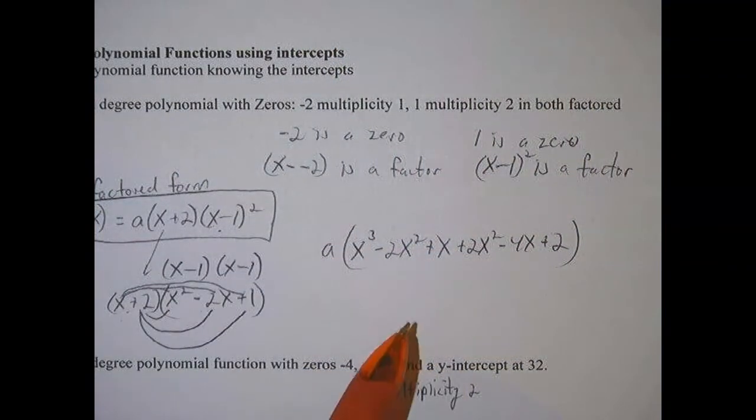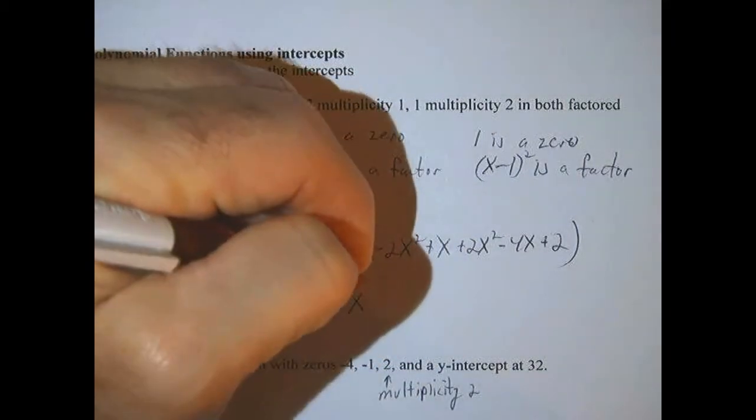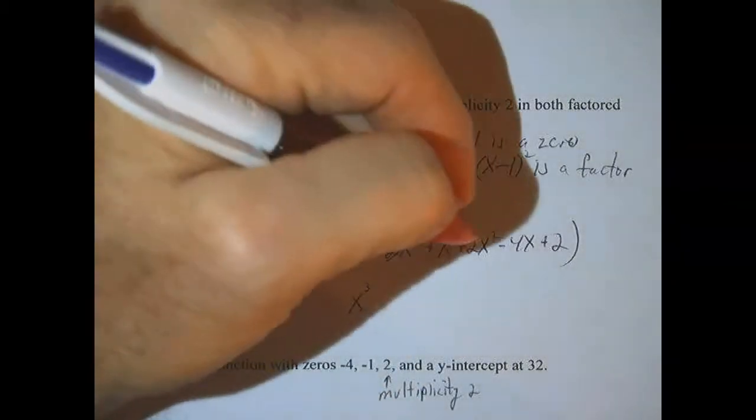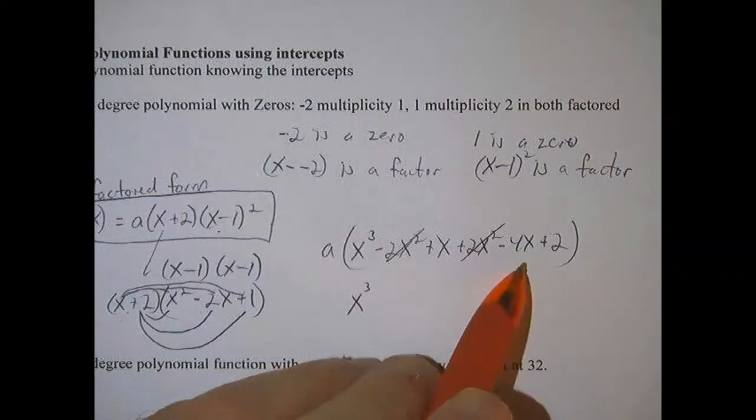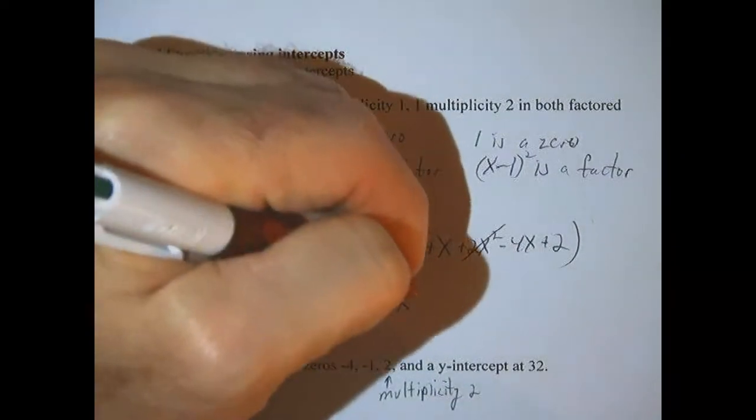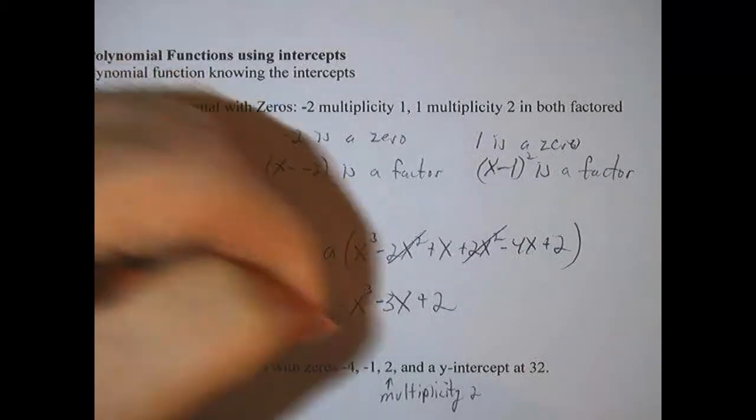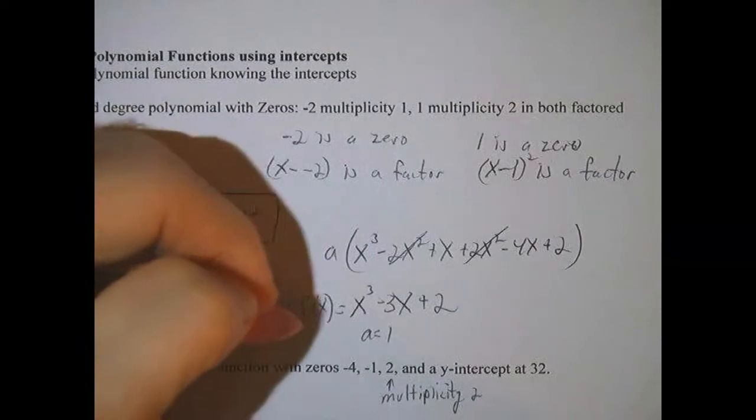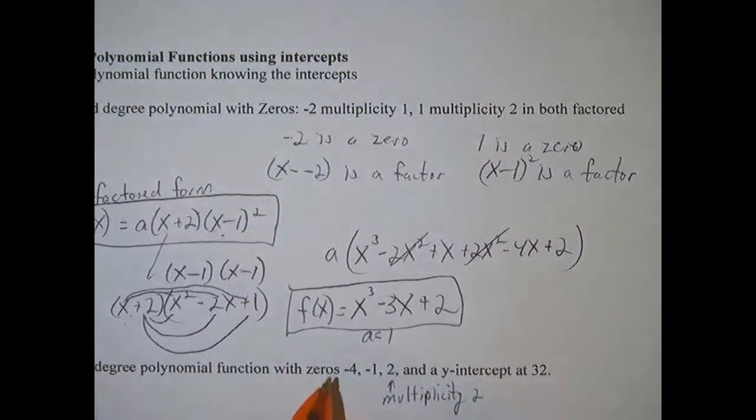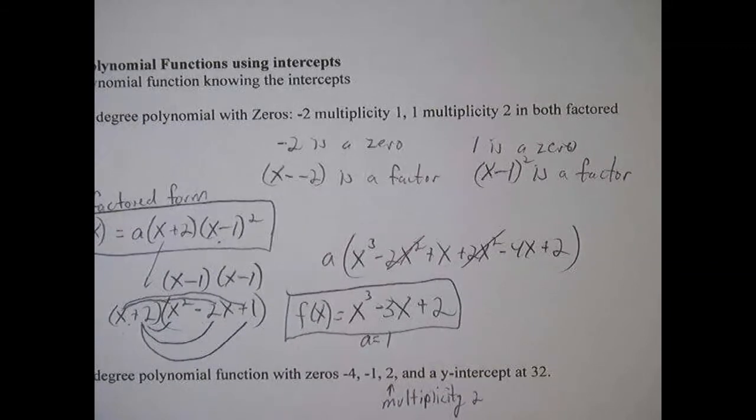And this is all times a, and now we're just going to combine like terms. We have nothing to go with the x cubed. And these two cancel each other out. That doesn't always happen, but it happens this time. These two combine to give minus 3x, and then we have the plus 2. And this is going to be f of x, and if we let a equal 1, then that's our polynomial form. That's it, and that's just based on the information that we were given. Now in the next example, we're going to see a little bit more about what that a is all about.